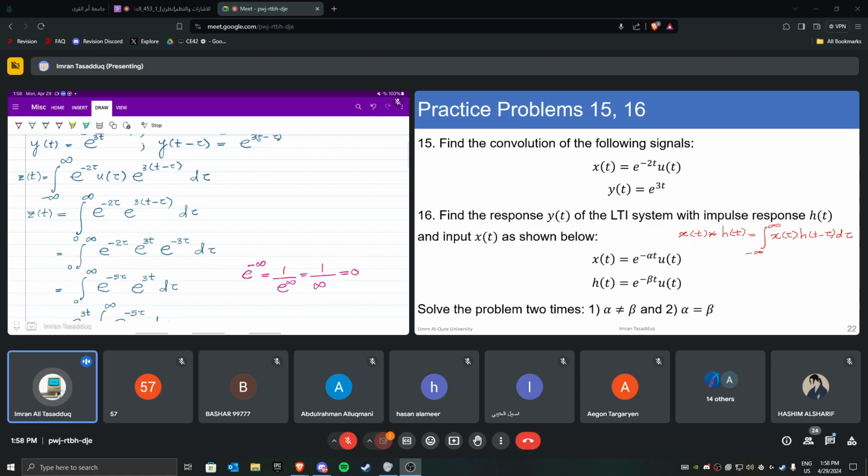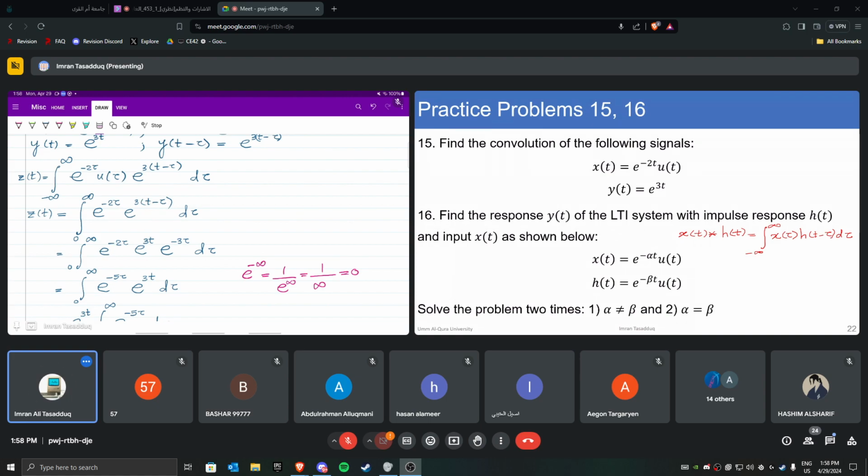Yeah, I saw it. You made a little mistake. When you were solving the other problem 15, and I asked you what is y of t minus tau, you said it should be e to the power 3, and then in brackets you should have t minus tau. But when you solved this problem 16, you forgot the bracket, and because of that your answer is not correct. But the attempt was okay.